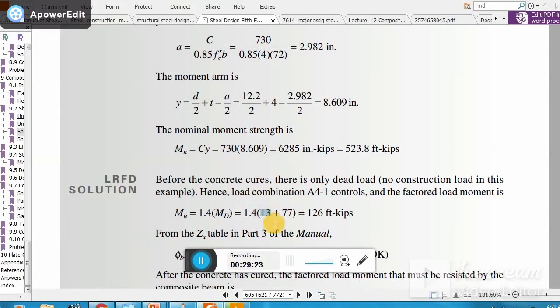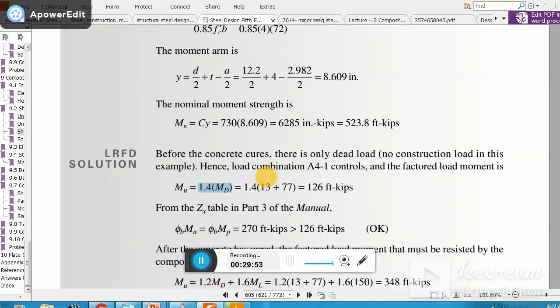This 13 is basically the self weight moment of the beam, while 77 is the moment which comes from the slab load, from the formwork load. Clear? So that's why they consider these two dead loads, not live loads. Although if you multiply these two with 1.2, obviously it comes out a lower value than 126. Clear? So that's why they use this combination, not the 1.2 and 1.6 combination. Now you find your moment, that is 126 foot-kips.